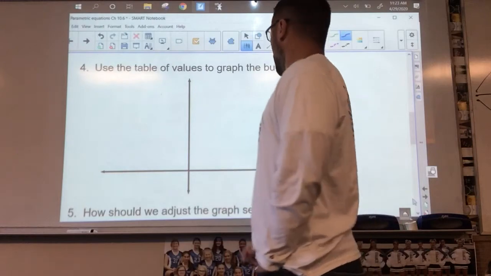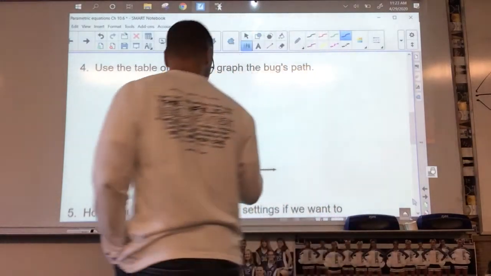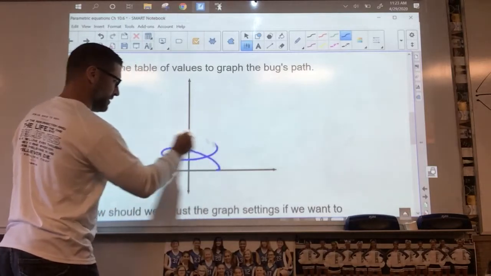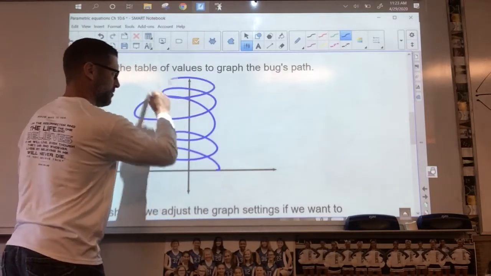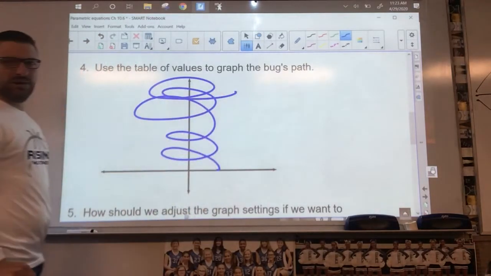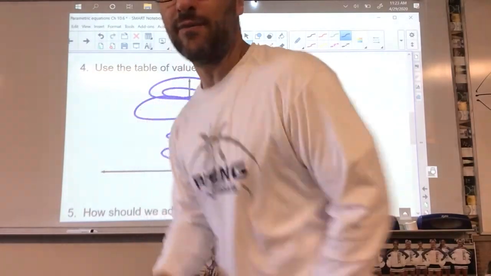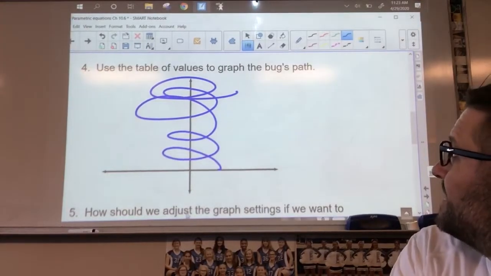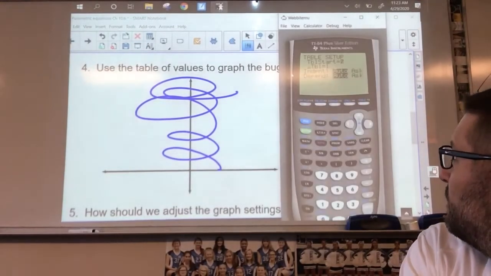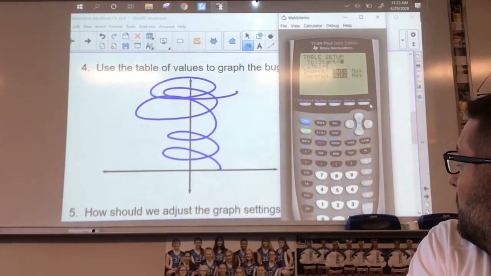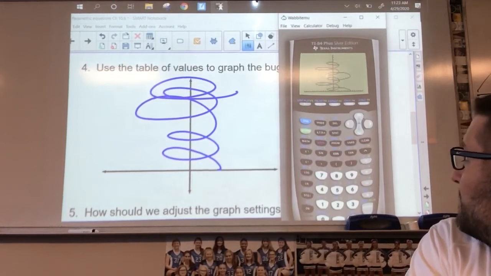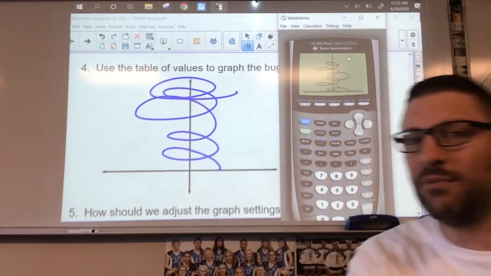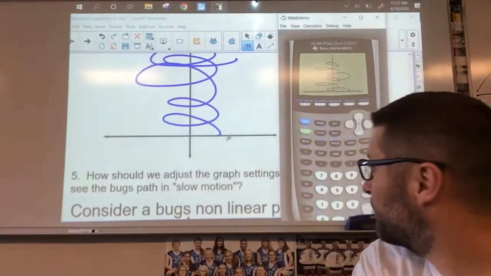Okay, number 4, use a table of values to graph the bug. Okay, here's the bug's path. Bang, I got the bug's path, and we can look at that on our graphing calculator and see, again, the bug's path. That's not a perfect picture of it, but if you have your calculator, you can see it actually looks very symmetrical. I bet it would all come up there and be a very symmetrical graph the way it is.